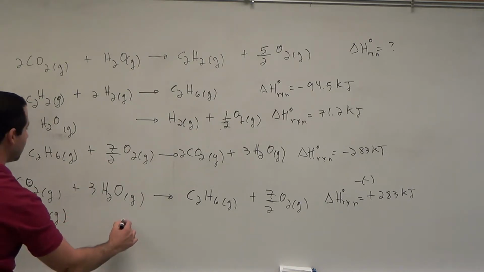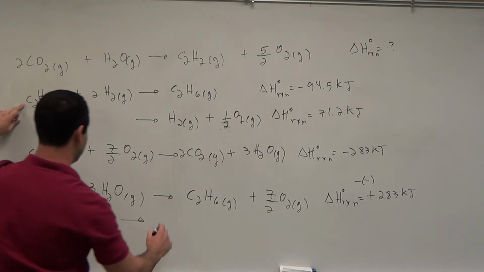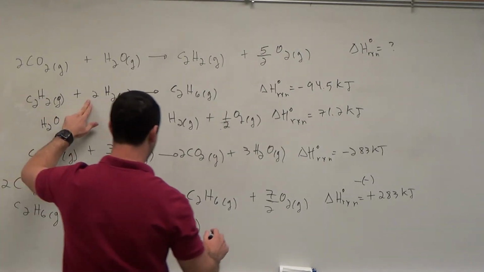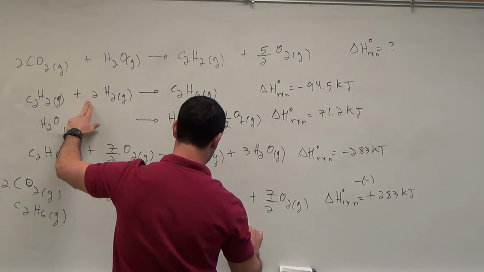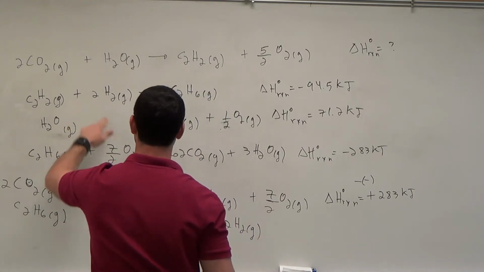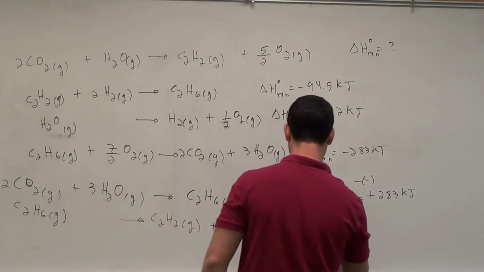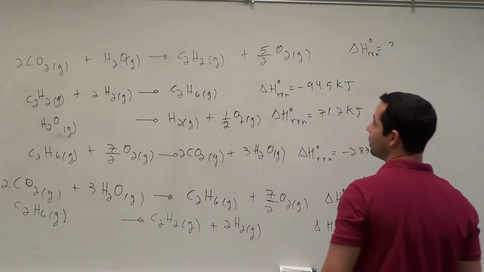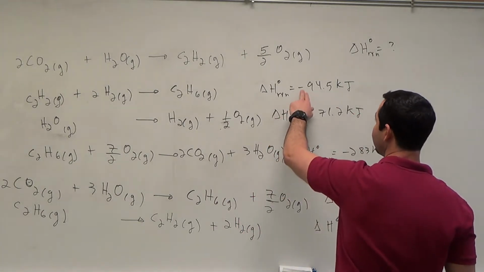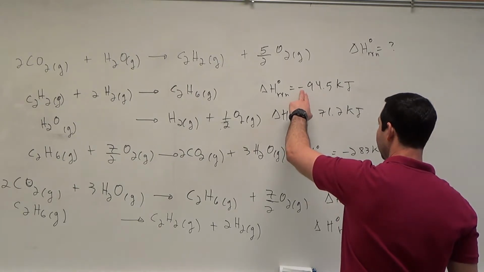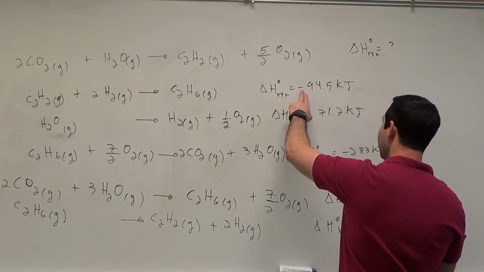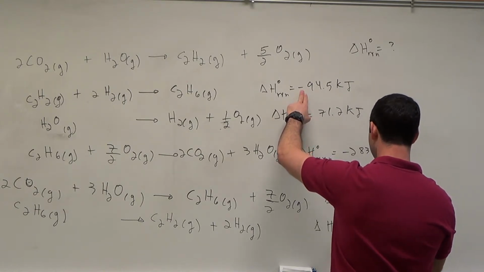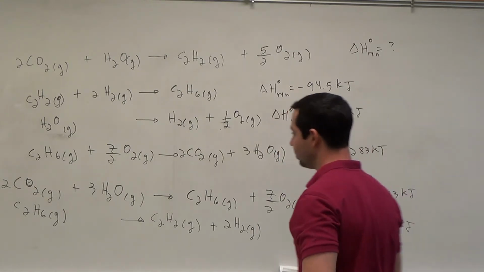C2H6 gas will give you what? C2H2 gas plus 2H2 gas. What have I done to this? Flipped it. I have to change this sign again. Which sign did I change? Positive. This minus changed to a positive 94.5 because of minus times another minus.